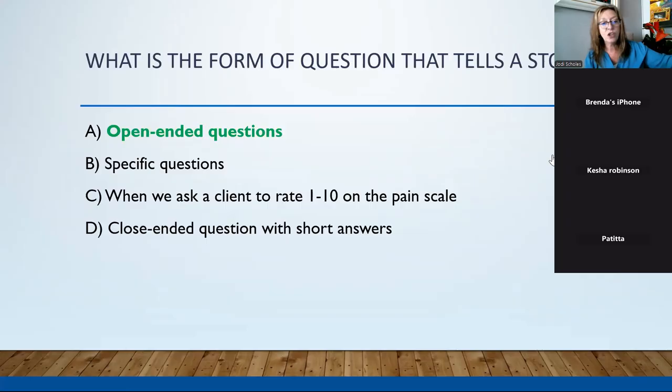Tell me how this started. Closed-ended, it's like, okay, tell me the last week. They're still going to tell you a story, but it's more closed. Open-ended questions invite the client to just give you all sorts of details. And that's what we want. Ready for the next question?